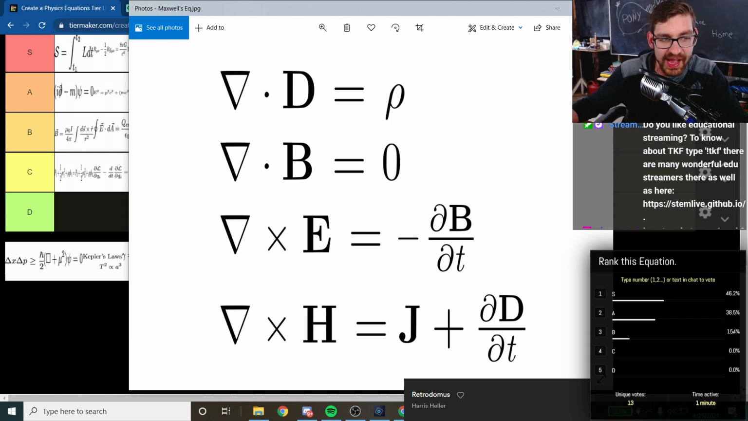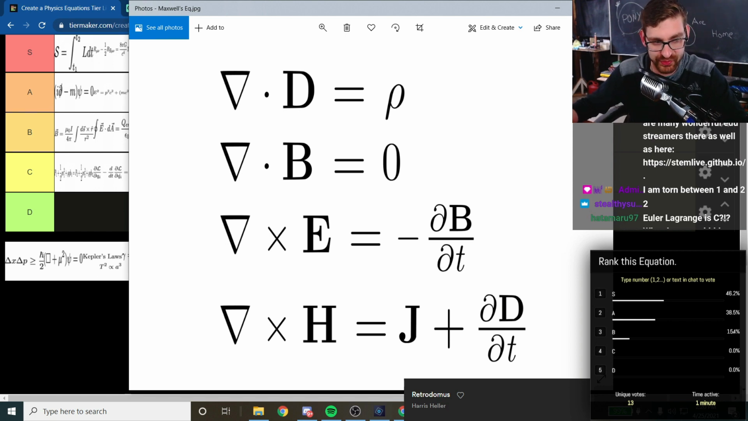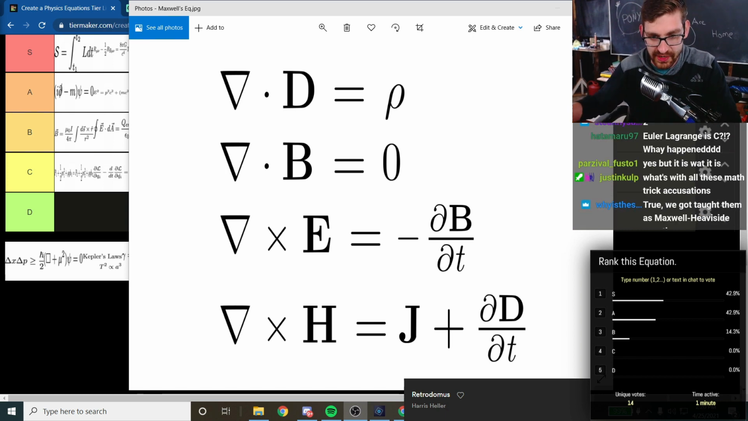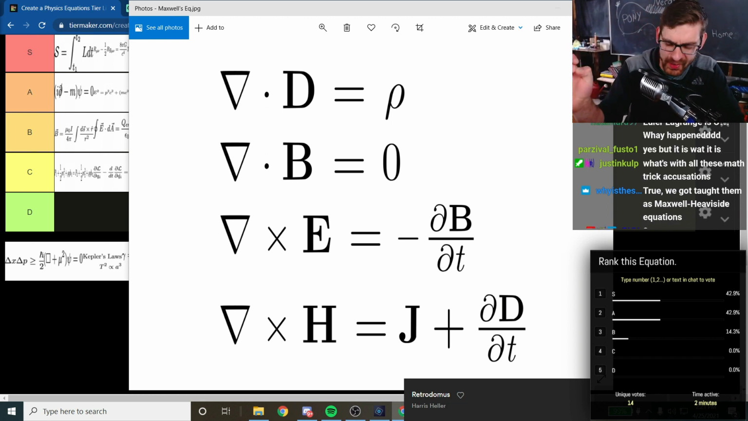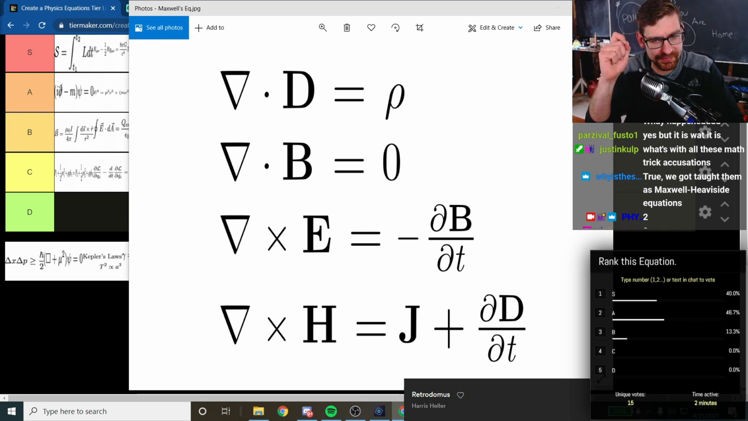Okay, A and S are pretty close. You're torn between 1 and 2. I'm a little torn between 1 and 2 as well. I actually am going to vote on this one. I'm going to add a little chaos to the realm. I want to go 2 on this. I don't think that Maxwell's equations are S tier. I just don't buy it. But you got to think at the time, they were very, very impressive.